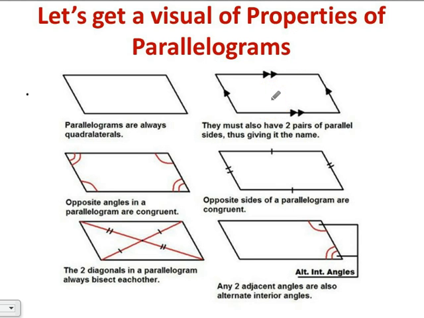So let's get a visual now of the properties of parallelograms. Remember, they're always quadrilaterals. That means four sides, two sets of parallel sides. Opposite angles will be congruent. Opposite sides are congruent. And then the diagonals will bisect each other, so that this segment here will be congruent to that segment, and this segment here is congruent to that segment. And then two adjacent or consecutive angles will add up to 180 degrees.